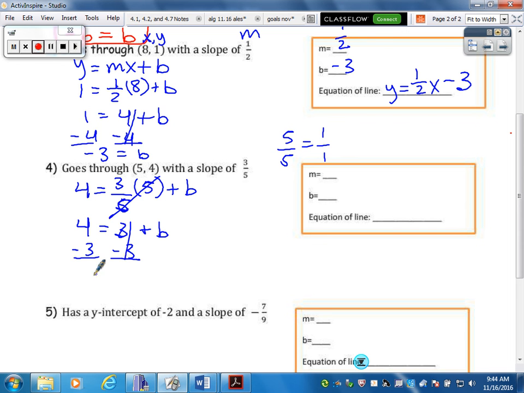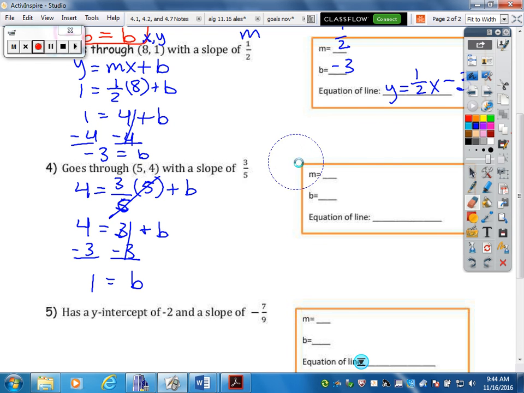4 minus 3 is 1. Okay, so my slope, let me erase that. My slope is 3/5. My b value is 1. So the equation of this line is y equals 3/5 x plus 1.